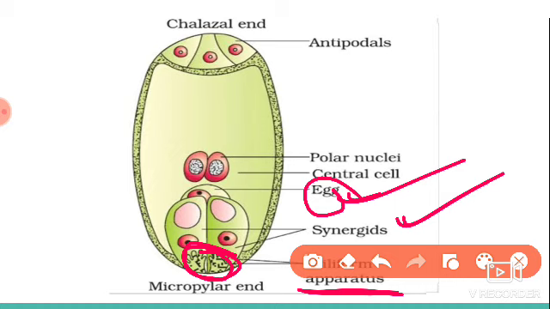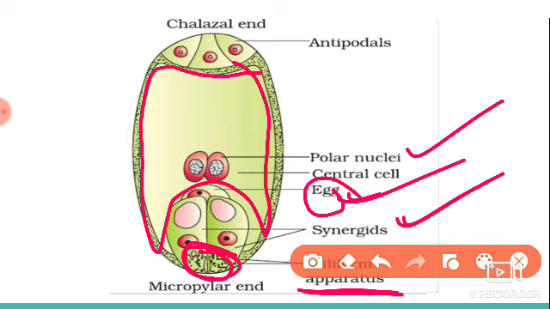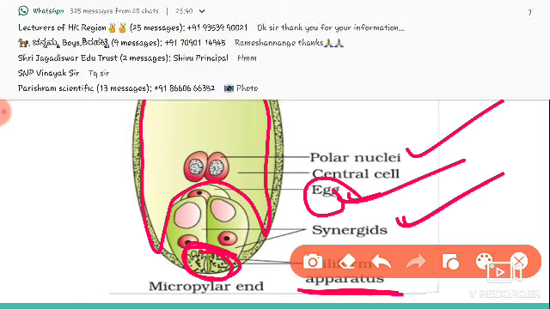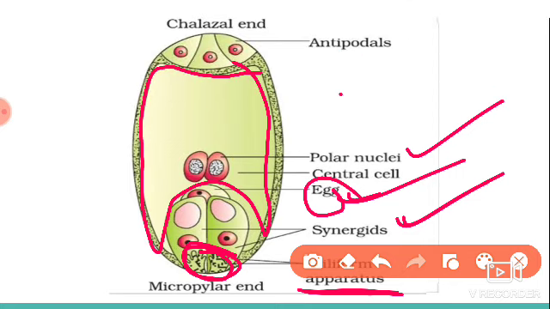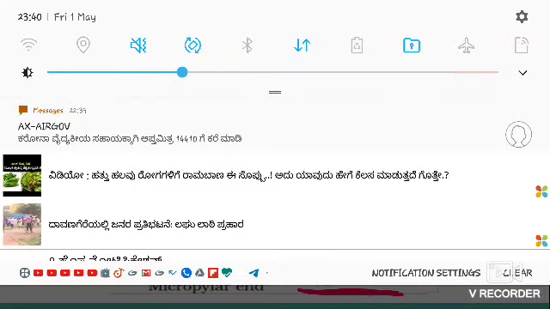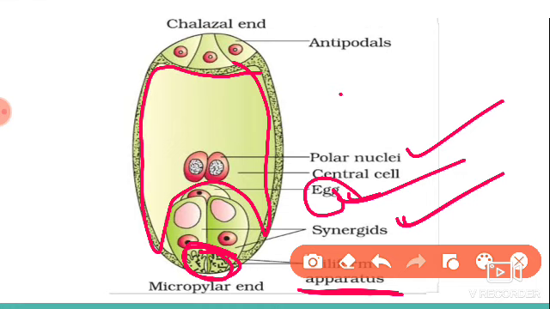After the egg apparatus we'll find another type of cell. This one complete cell contains 2 polar nuclei. During double fertilization we will study all these things, how the embryo is going to develop and everything, in the later classes.